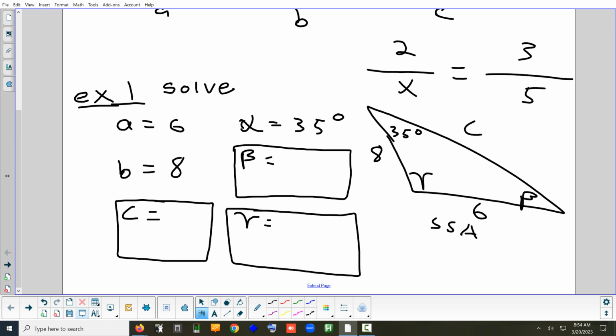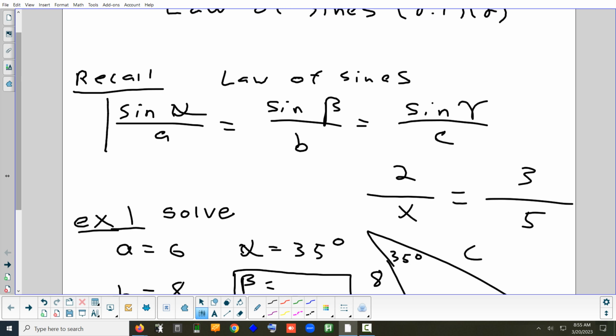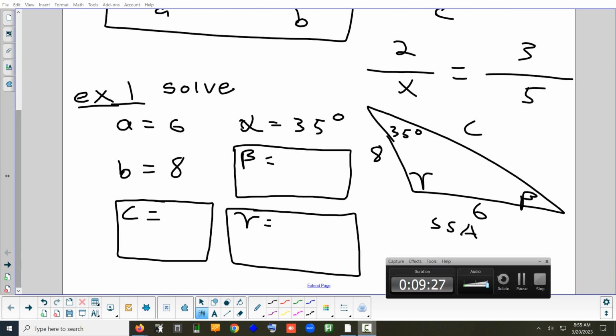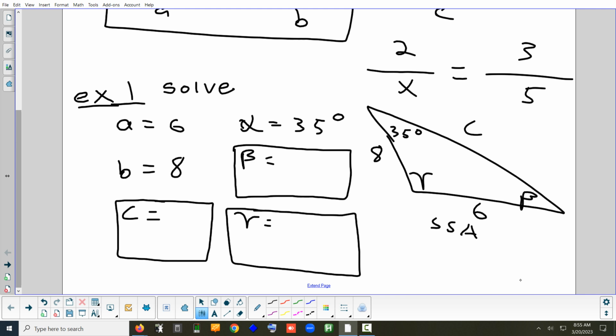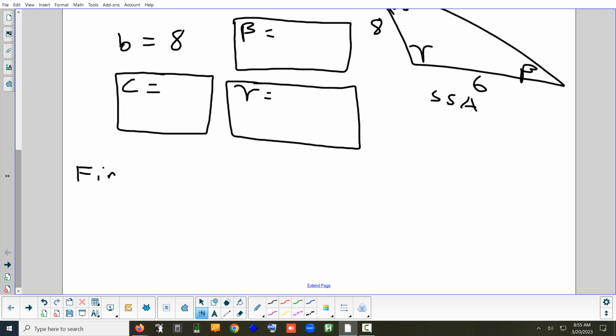Sine 35 over 6. Okay, so we've got to put the information that we know somewhere. That's complete. So whether you put it on the left or the right, it doesn't really matter. But you've got to have sine 35 over 6 somewhere. And then wherever you put that, what goes on the other side? Yeah, sine beta over 8. Now, usually we cross multiply to get sine beta by itself, but that's actually just going to make more work for you. You don't need to cross multiply.